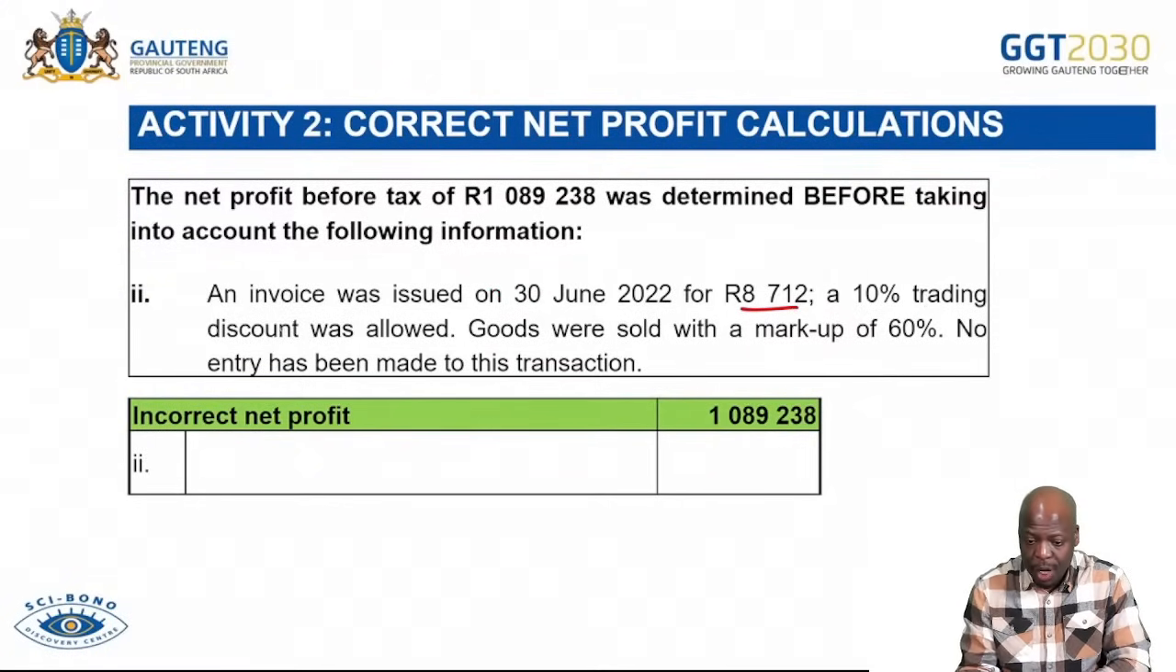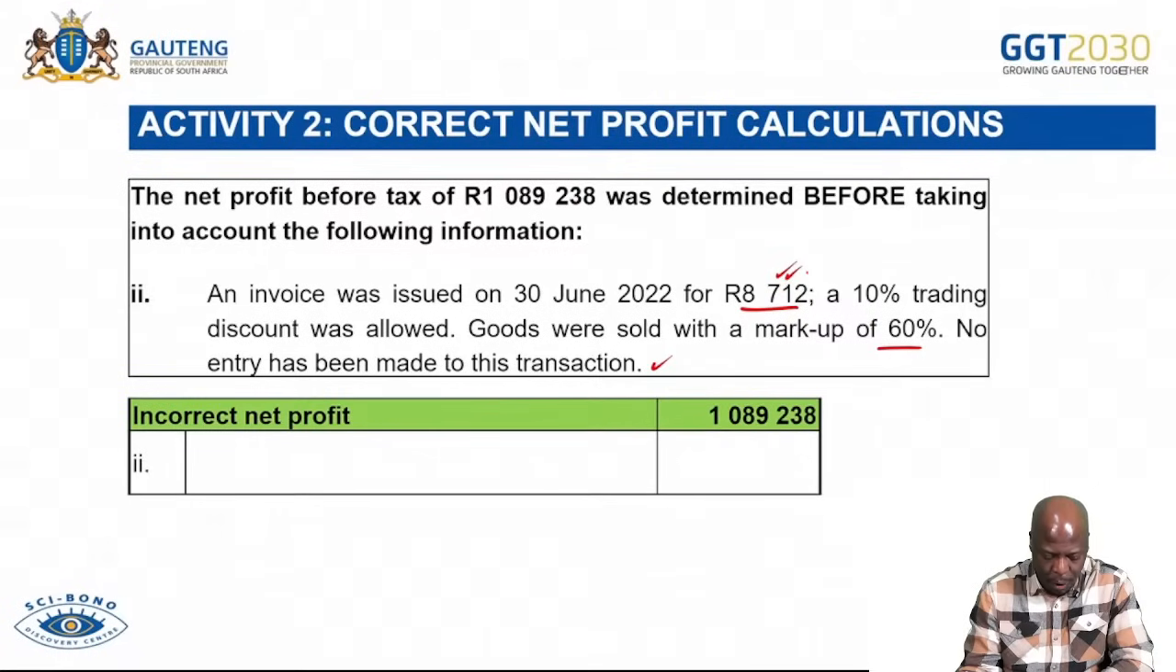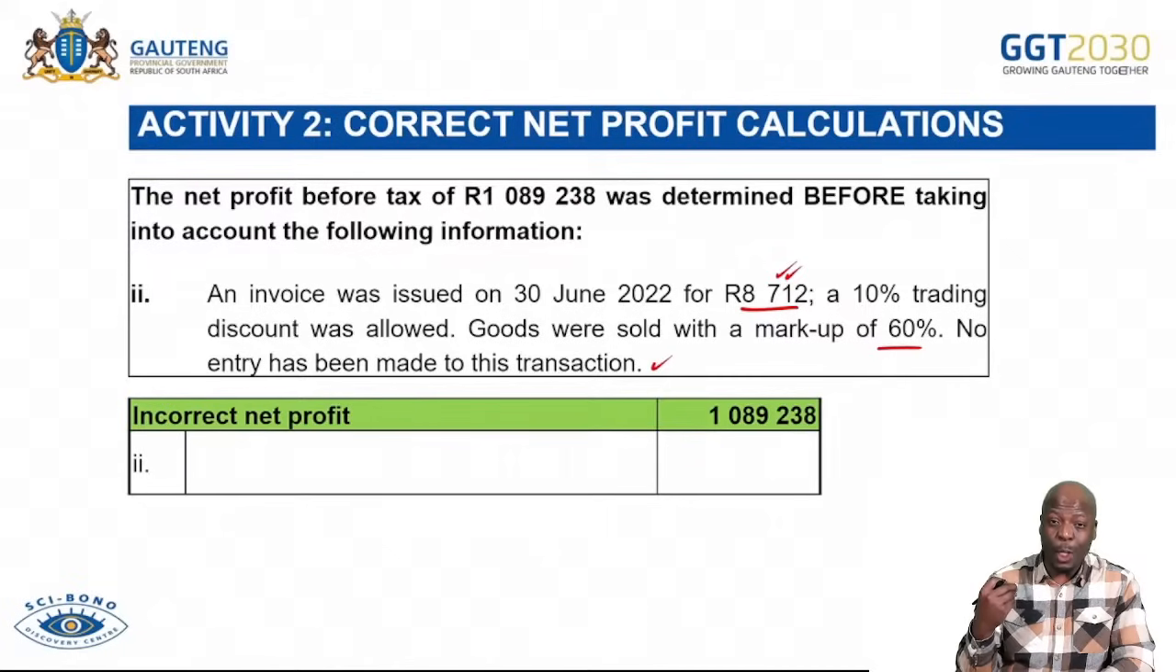A 10% trading discount was allowed. Goods were sold with a markup of 60%. No entry has been made of this transaction. Okay, so goods were sold, and we're told the invoice had this amount on the invoice. If we are to record here, because we are in the calculation of correct net profit, we would want to know the profit that was made on these goods, the profit that was made on this invoice.